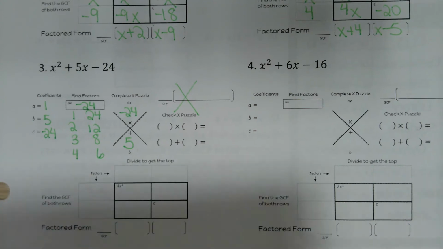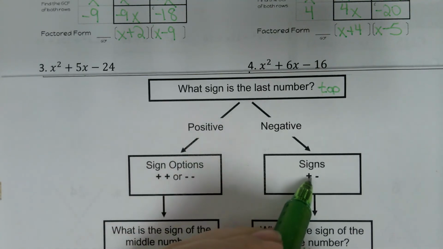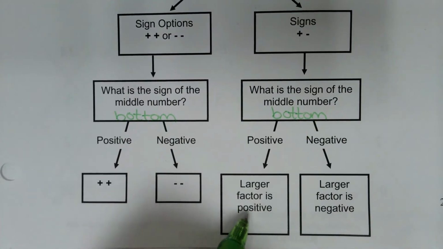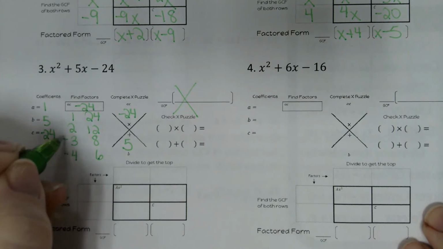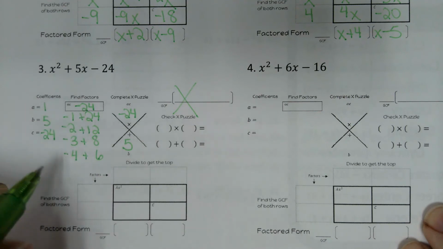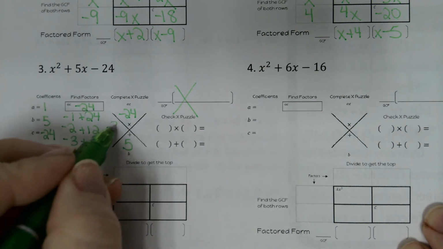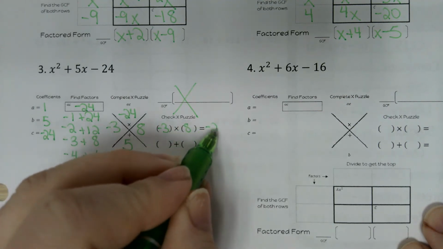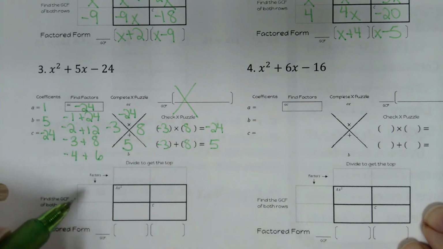Using your factoring flowchart, we can see that the last number is negative. So I'll need to have 1 plus 1 minus, and the middle number is positive. So I'll need the larger factor to be positive. So that means all of these smaller factors will be negative, and all of these larger factors will be positive. The pair that adds together to be a positive 5 would be negative 3 and 8. Negative 3 times 8 is negative 24. Negative 3 plus 8 is positive 5, so that's correct.